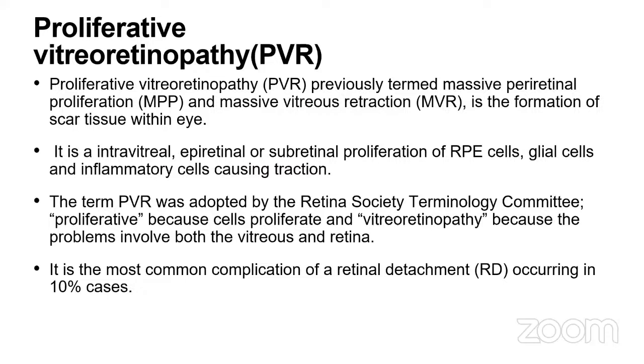So coming to proliferative vitreoretinopathy, it is one of the most common complications of retinal detachment, occurring in 10% of cases. It is an intravitreal, epiretinal or subretinal proliferation of retinal pigment epithelial cells, glial cells and inflammatory cells, mainly macrophages. It will cause traction because these cells have contractile properties. Once they proliferate into these areas, it will cause traction, and the chances of redetachment or failure of surgery are high if an eye develops proliferative vitreoretinopathy changes.